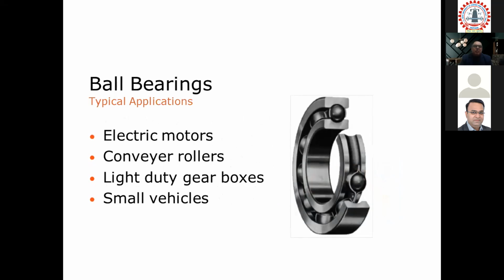Typical applications of ball bearings are electric motors, conveyor rolls, light duty gearboxes, and small vehicles. When we say small vehicles, if you see any vehicle coming from the Maruti stable, typically the wheel bearings would always be angular contact ball bearings because the load is low and the speed required could be medium to high over there.